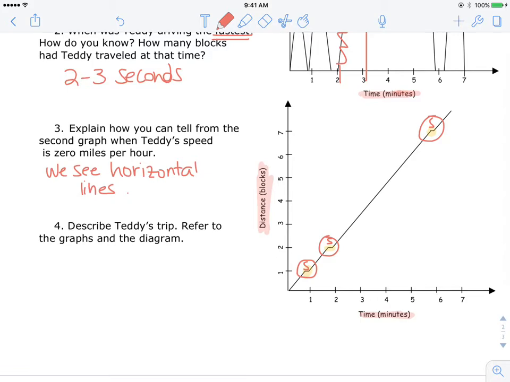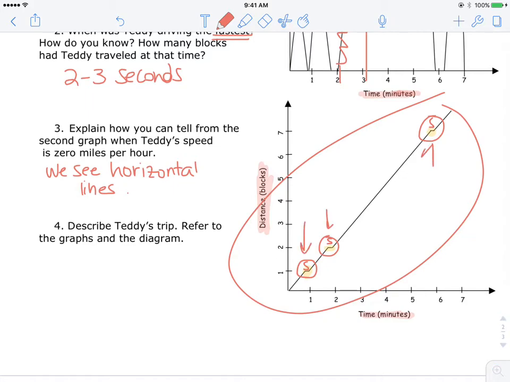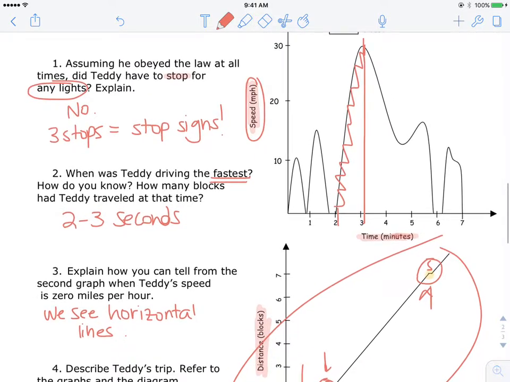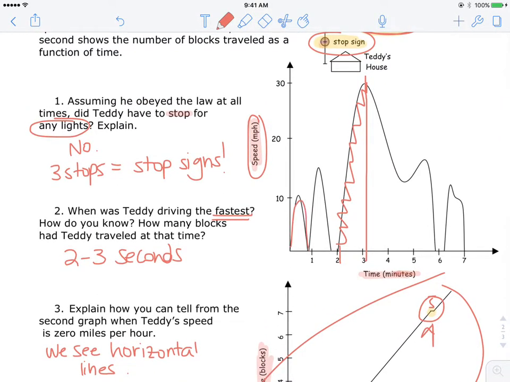Describe Teddy's trip, referring to the graphs and the diagram. Honestly, I like this one the best, right? He left his house, he got to school, only having to stop at the stop signs. You might talk about here, you can tell, okay, that must be the first stop sign, that must be the second stop sign. Then he must have been speeding up to school, maybe he had to slow down, he got stuck behind somebody that was going a little slower. Or maybe he went to a school zone, right? Sped up a little bit, then he had to stop again for that last stop sign. Speed up a little bit, and finally finish being at school.